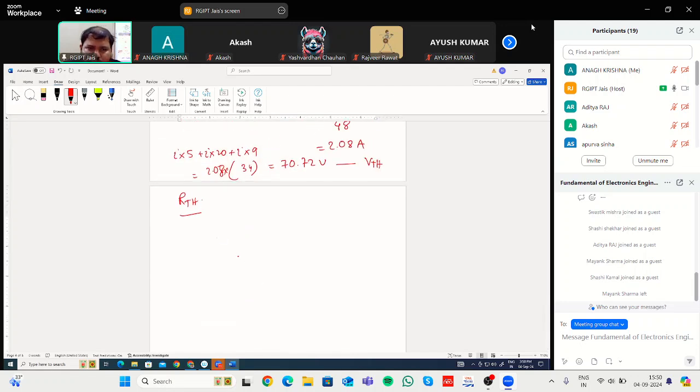It will look like this. This is open circuit. There is this 5 ohm resistance.